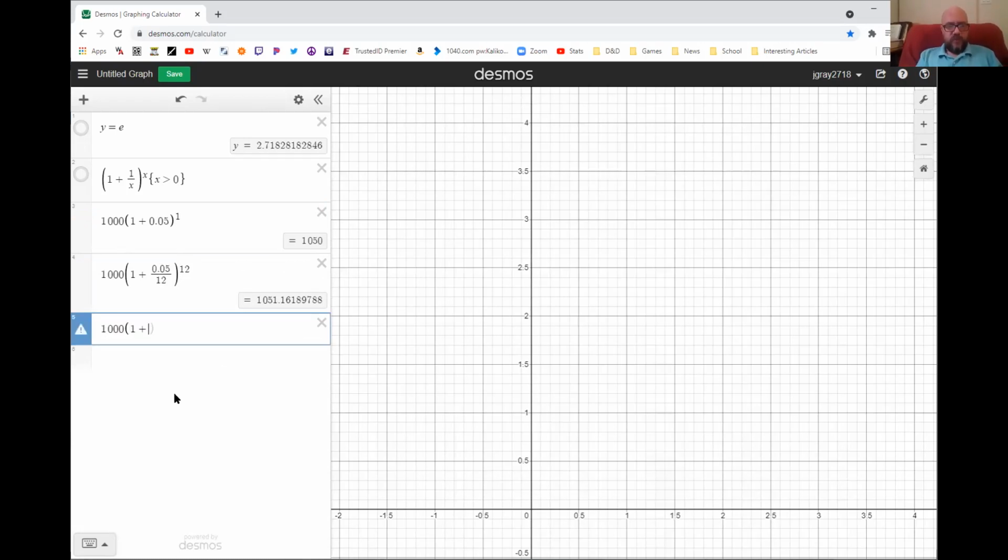What if we did it into 365 pieces? 1 plus 0.05 over 365, and we're going to do that 365 times. It's a very little bit more, an extra dime: 1,051.26 instead of 1,051.16. When we went from annually to monthly, n goes from 1 to 12, and it increases by $1.16. You might think that going from 12 to 365 would increase it more. No, only 10 more cents.